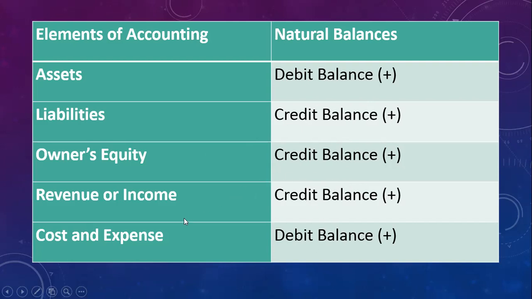Then same, sa cost and expenses, under debit. Okay? So, tatandaan nyo lang, sa elements of accounting, si cost and expense and assets ay pag nag-increase, automatic sa debit siya. Okay? So, sila yung mag-partner. And under credit naman, pag nag-increase, si liabilities, owner's equity, and revenue or income. Okay? Under credit siya. Okay? So, yun lang naman siya.